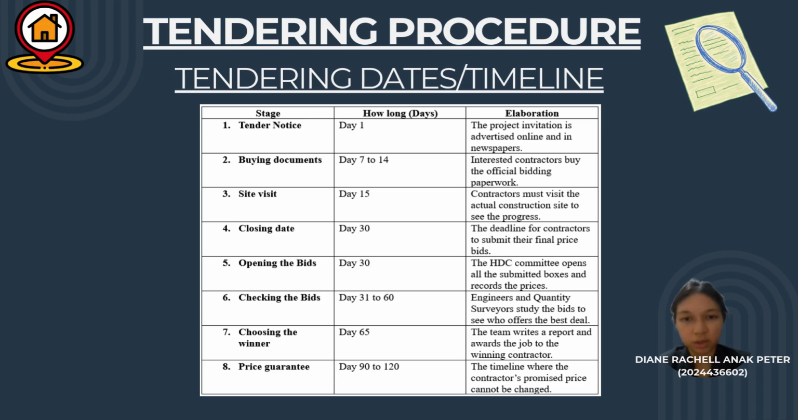Phase 3 Evaluation and Award. Day 31 to 120. Our engineers and quantity surveyors spend a month checking the bids to find the best deal. The winning contractor is officially chosen on day 65, and their bid price is legally locked in for up to 120 days under a price guarantee.